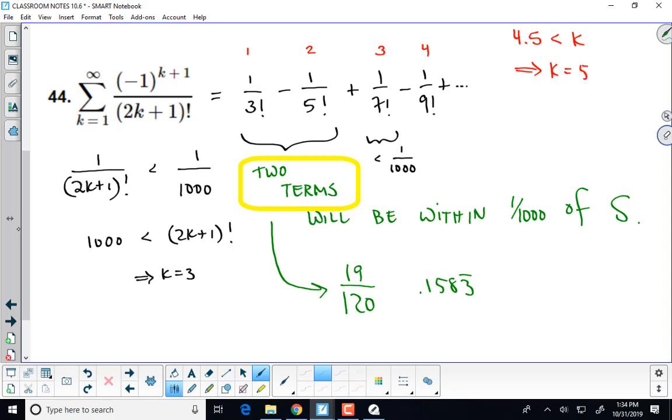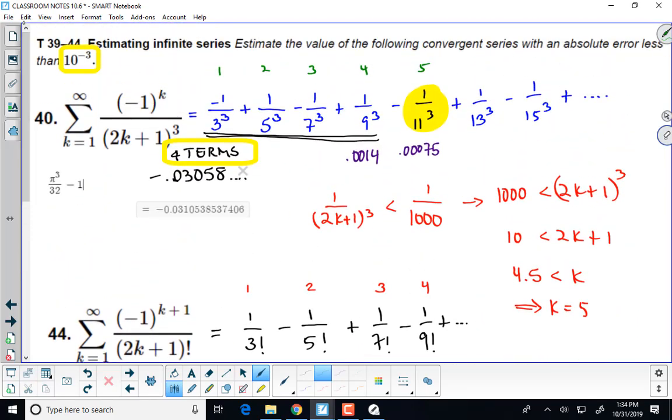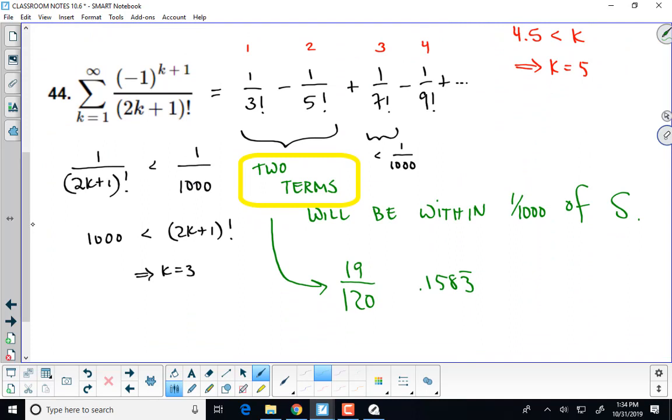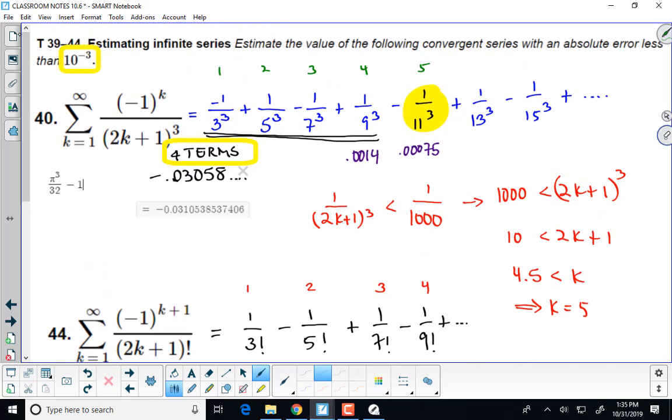Well, can't you just go as far as you want to? Because it doesn't specifically say that it has to be the first one. Right, it says less than 1/1,000, so that could be like the 20th term. What is the least number of terms that you can add together and be within 1/1,000 of the sum? That's what they're implying, and that's what the test will say. So this should say, what is the least number of terms that you can add together and be within 1/1,000 of S?